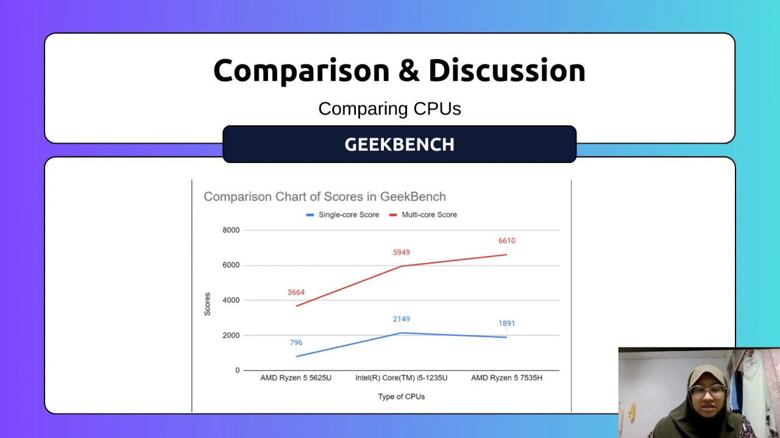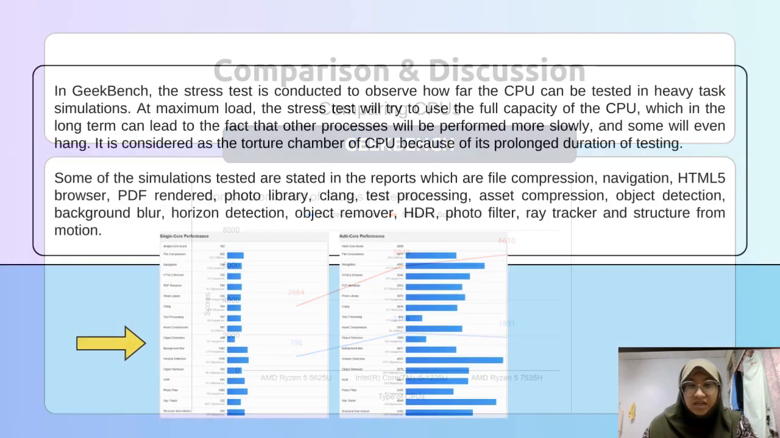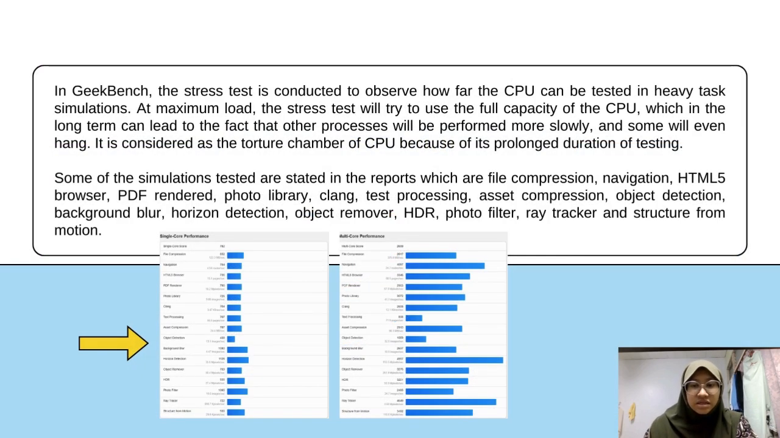So in Geekbench, we tested the CPU using the stress test. It takes a long time, and once we get the reports, we can see the score like this. At maximum load, the stress test will try to use the full capacity of the CPU, which in the long term can lead to other processes performing more slowly, and some will even hang. It is considered the toughest test of the CPU because of its prolonged duration.